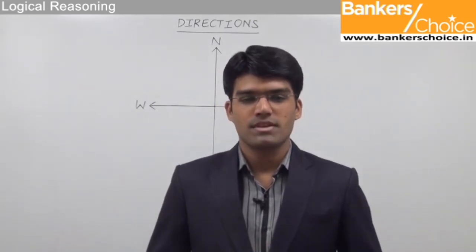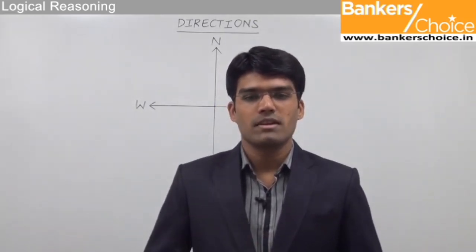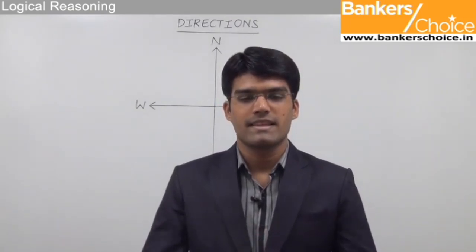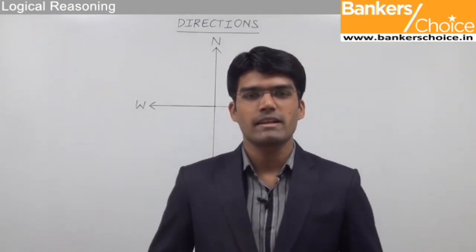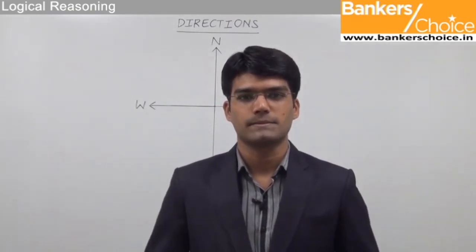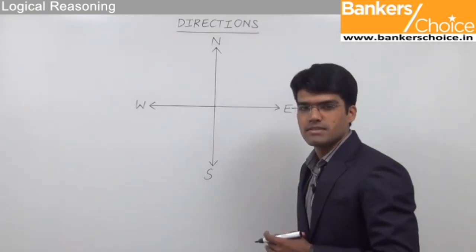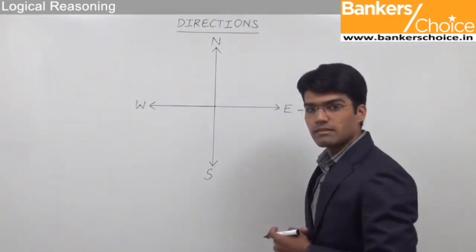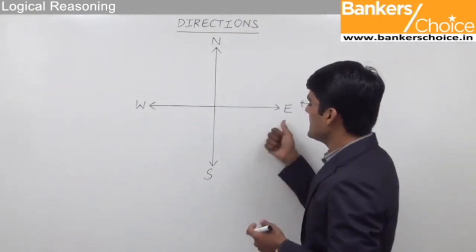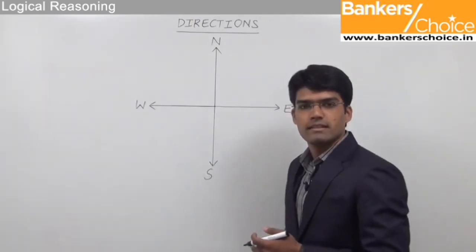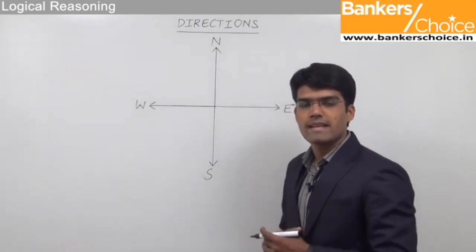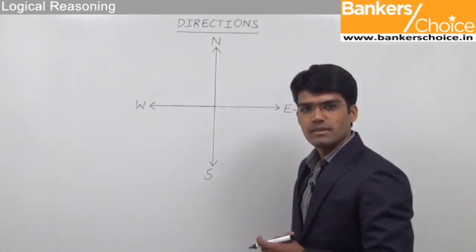To solve such type of questions, the one thing which we need to understand very properly is the direction sense. So let us first look at the various types of directions we have. The four basic directions we have are as shown here. They are north, east, south and west. These four directions are called cardinal directions.